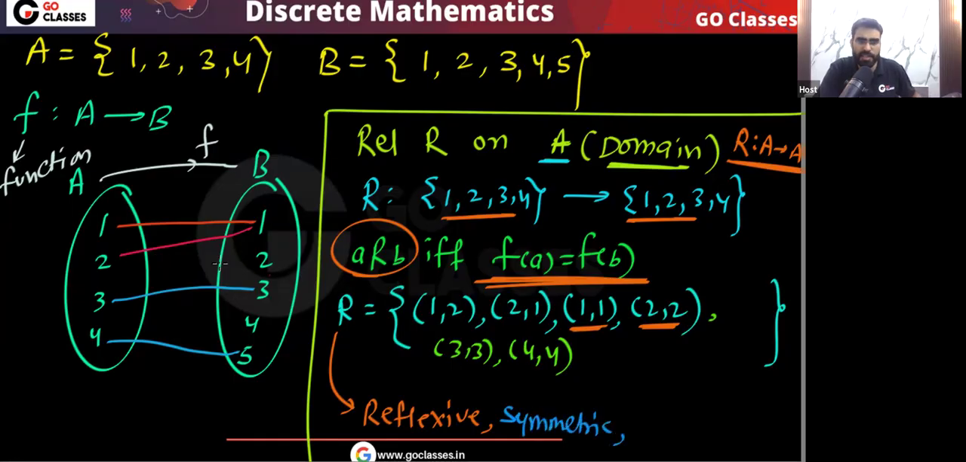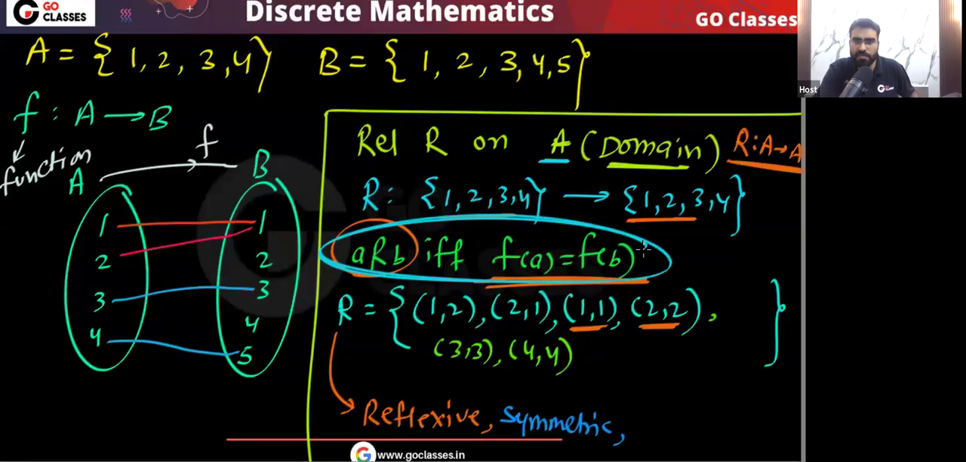Can I say this will be symmetric? Yes. If these two have the same image, then 1 will be related to 2, and 2 will be related to 1. So if they have the same image, then they will be related to each other. A student is asking how 2 is related to 2.